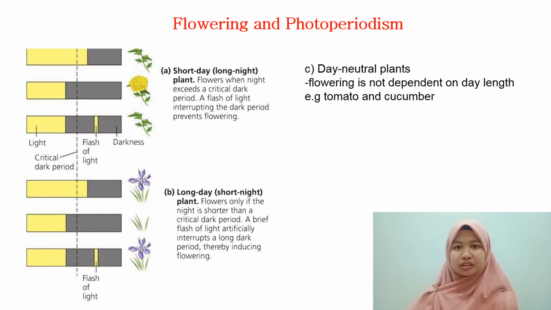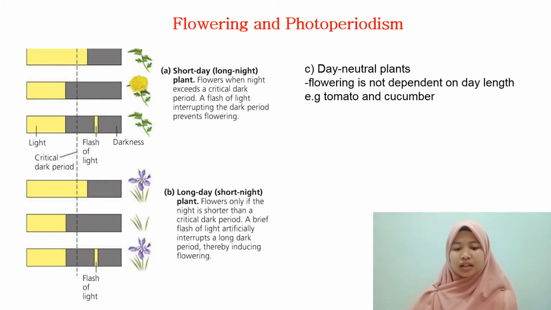Now let's look at long day plants. Long day plants flower only when the night is shorter than the critical dark period, or when the day is longer. In the first bar, the day exceeds the critical length and the plant flowers. In the second bar, the day is shorter than the critical length and this type of plant does not flower.